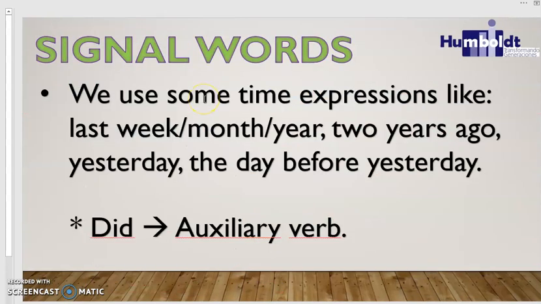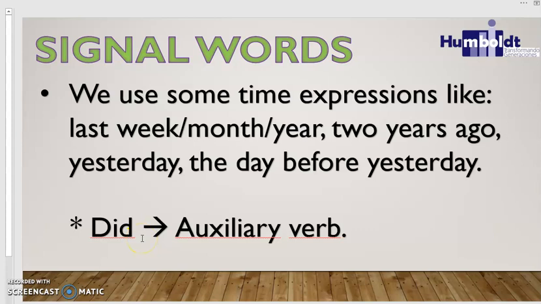The signal words. The signal words, palabras clave o palabras señal, are the words that we use to recognize that we're speaking about simple past. Remember that here we use the time expressions that we were mentioning before. For example, last week, last month, last year, 2 years ago, yesterday, or the day before yesterday. Also, if we listen to a question or a comment using did, the auxiliary, it's about past.